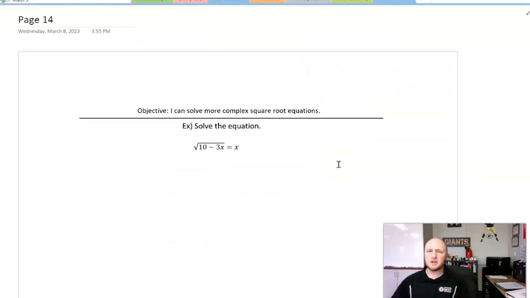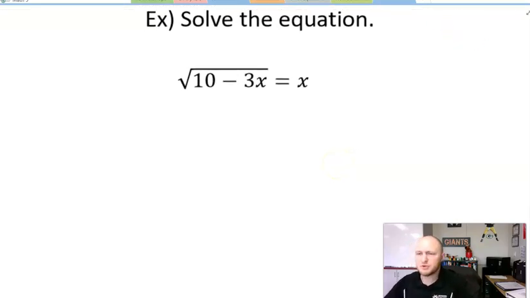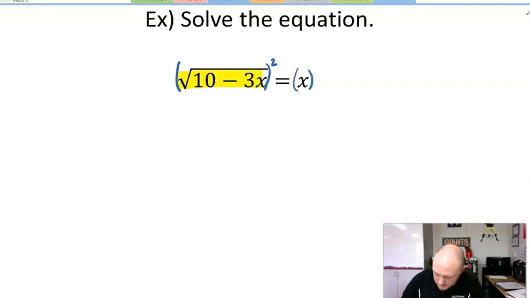Okay, now we're going to dive into the quadratic example. So please write this example down, and you'll note that right away, the first step of isolating the radical is already done for us. I have the square root of 10 minus 3x. So I'm just going to jump right into squaring both sides. The square and the square root cancel. And what we get is 10 minus 3x is equal to x squared.